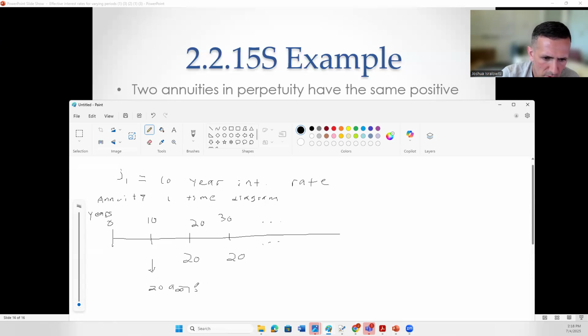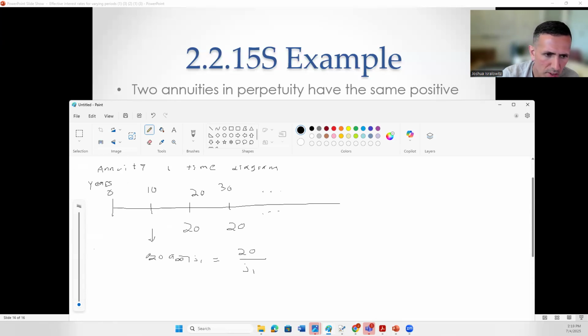So I don't know what my interest rate is. That's fine, but this is just 20 over J1. All right, well, we have to bring this back 10 years. And J1 is my 10-year interest rate. So I'm bringing this back one 10-year period. So I'm just discounting by one period according to this J1 interest rate.